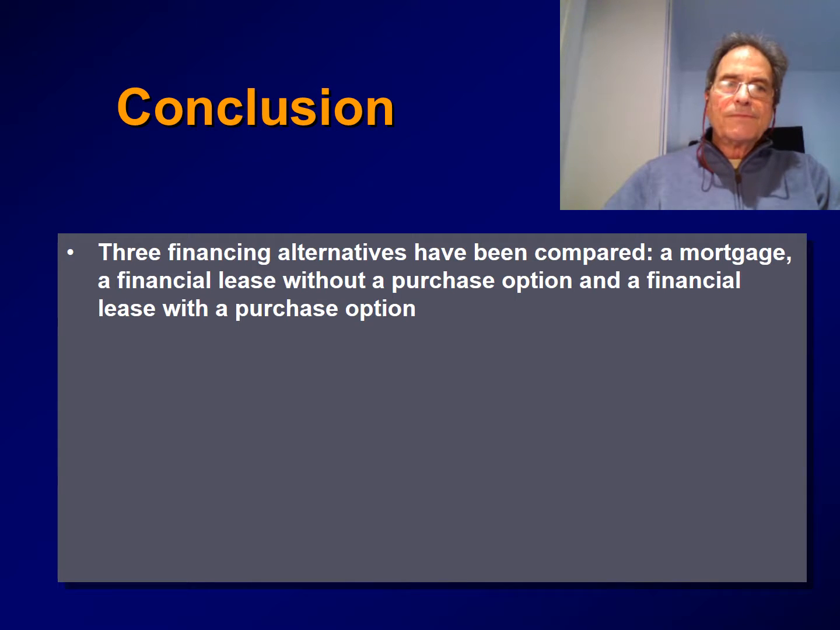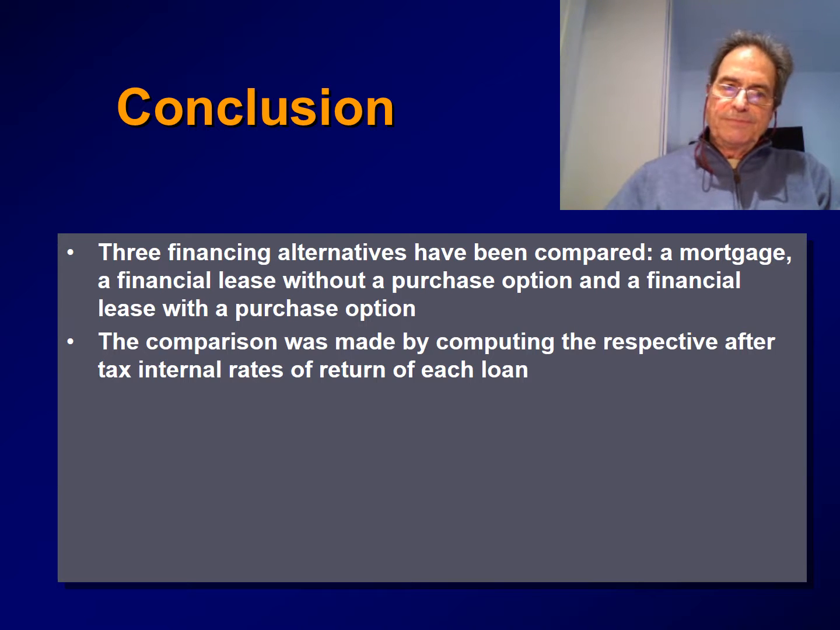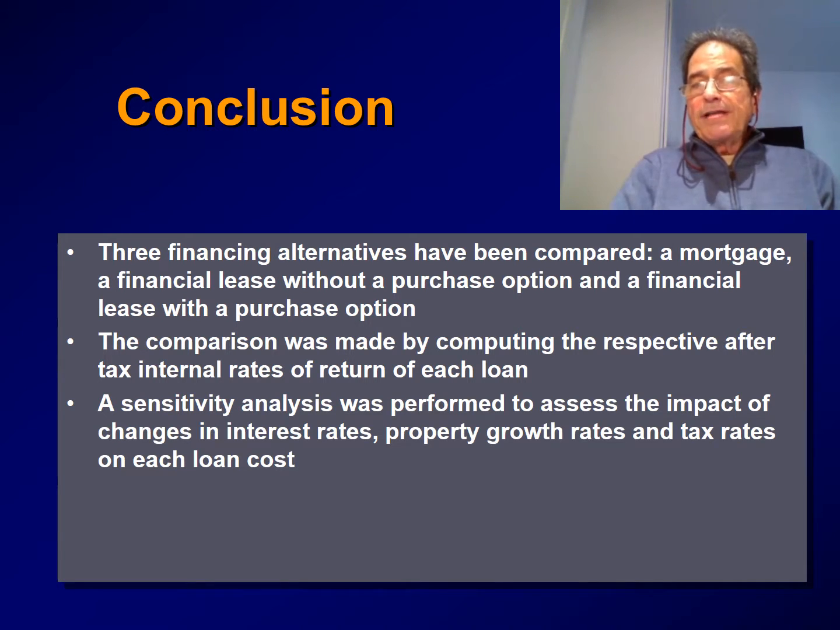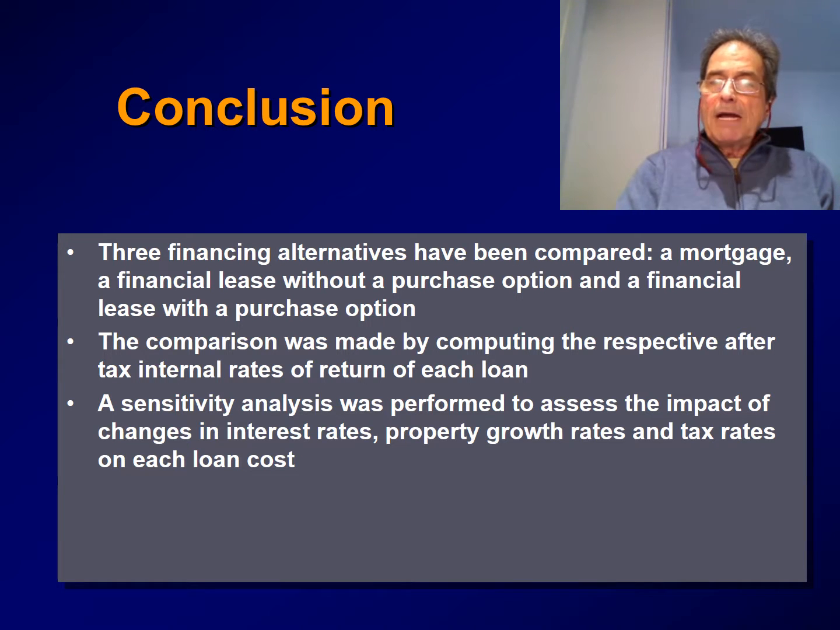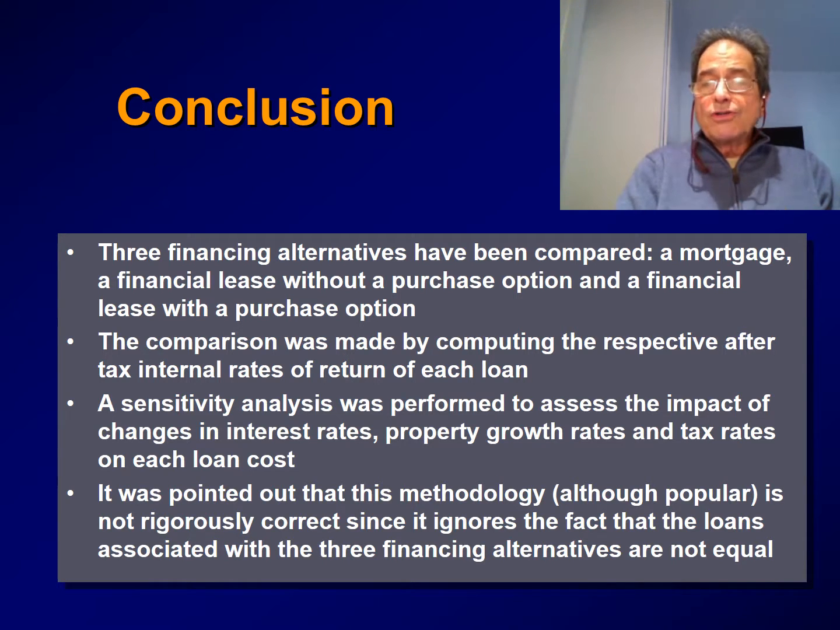So let's conclude. Three financing alternatives have been compared: a mortgage, a financial lease without a purchase option, and a financial lease with a purchase option. The comparison was made by computing the respective after-tax internal rates of return of each loan. We also prepared a sensitivity analysis to assess the impact of changes in three key variables: interest rates, the growth rate in the property value, and tax rates on the cost of each loan, explicit or implicit. Finally, we pointed out that this methodology, although very popular, is not rigorously correct, since it ignores the fact that the loans associated with the three financing alternatives are not the same.